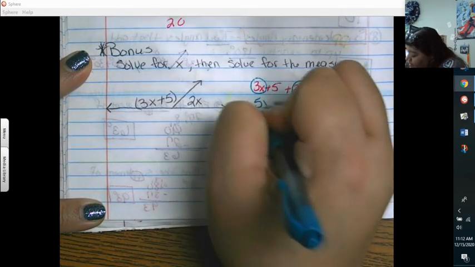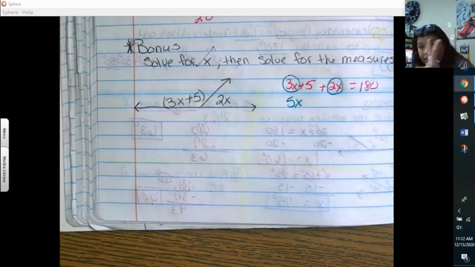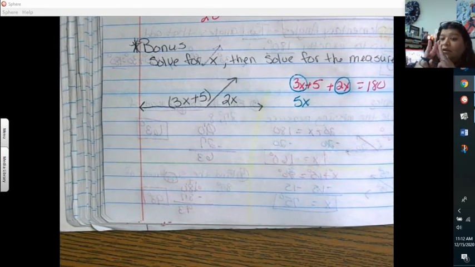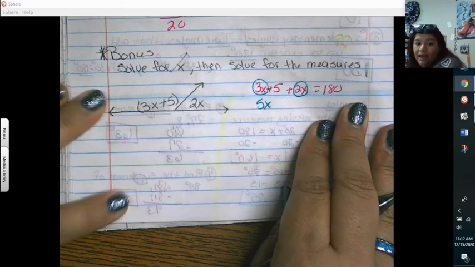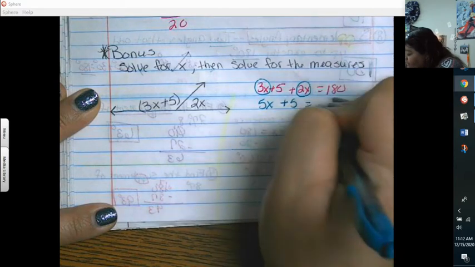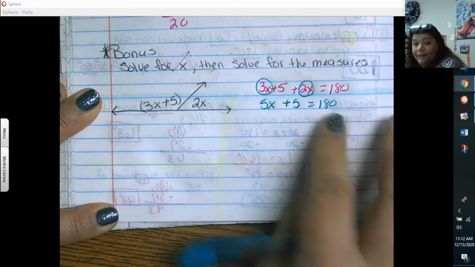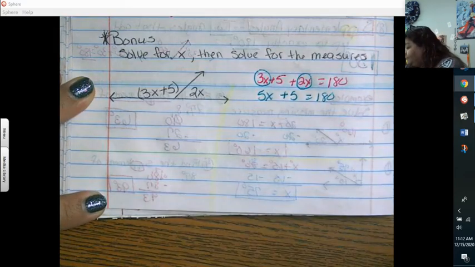Okay? So just think of it this way. I have 3x's over here. I have 2x's over here. You add them together and you get a total of 5x's. Okay? So there's my 5x's. I didn't do anything to my 5. So plus 5 equals 180. So now this looks like an equation we've done before.